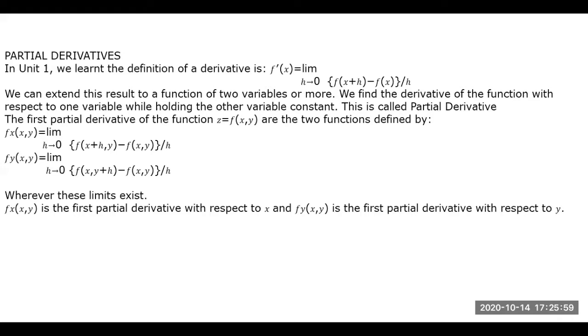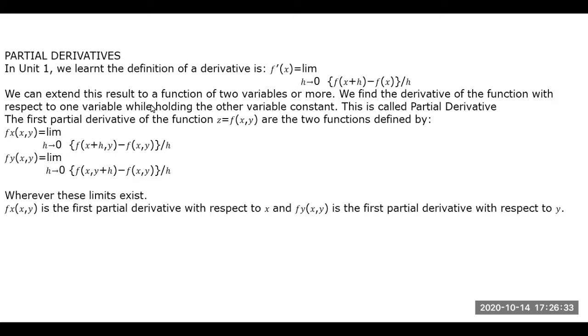The next thing to look at is what is known as partial derivative. And this is just a summary of what partial derivative is, what we would have learned from Unit 1. We would have learned from Unit 1 that we can find f prime of x by this: f prime of x is the limit as h tends to 0 of f of x plus h minus f of x divided by h. Now, in reality, we can extend this to a function of two variables or more.